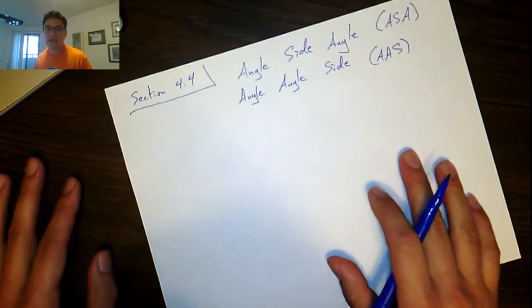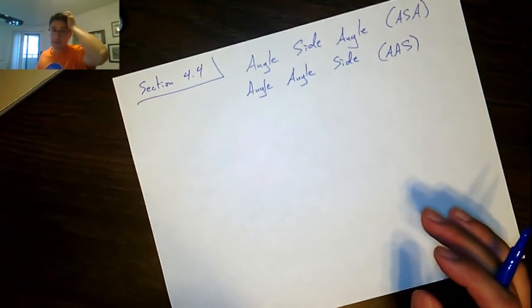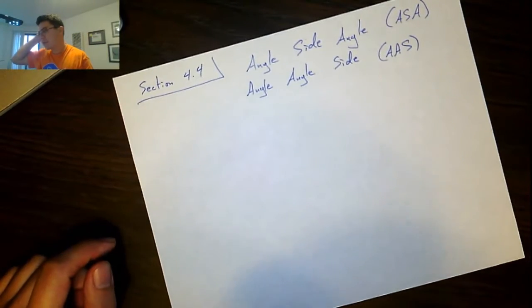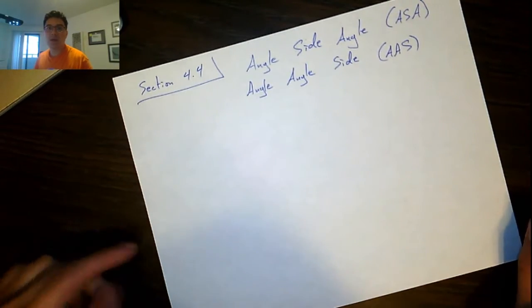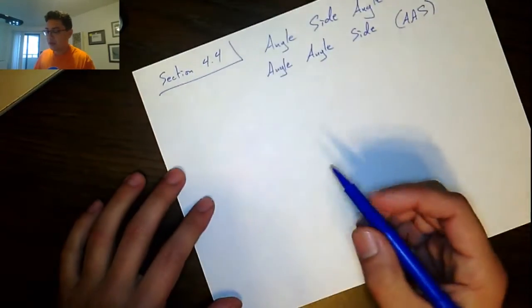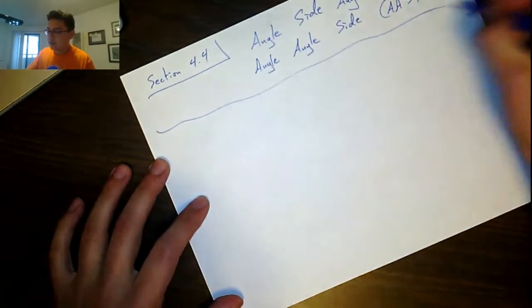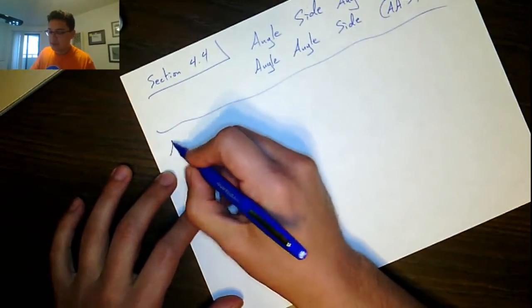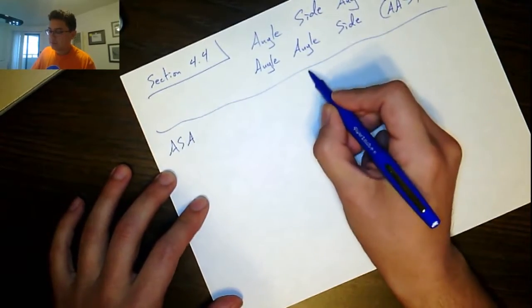Okay, so that takes care of those. I want to just go through the definitions of these very quickly, and I'll give you some drawings to demonstrate what's going on. And then I'll give you your homework assignment, and we'll go from there. All right, so the first one we're going to deal with is ASA. So let's do angle side angle.